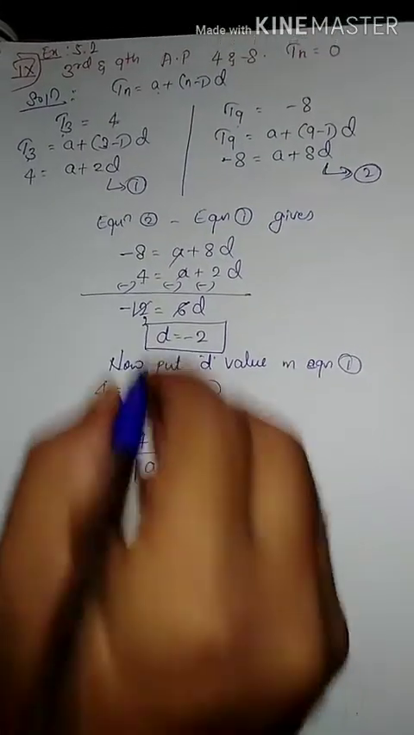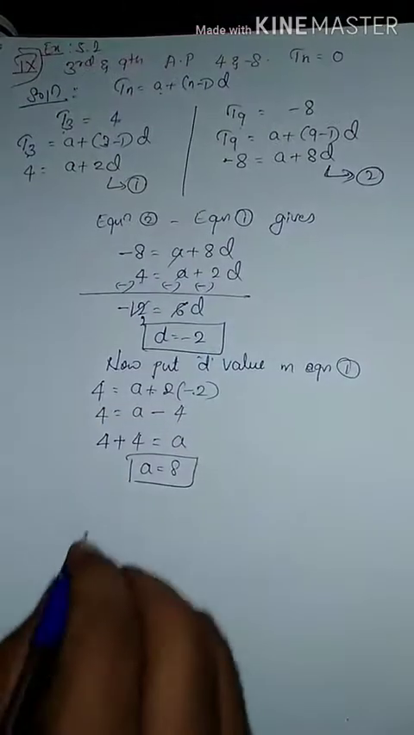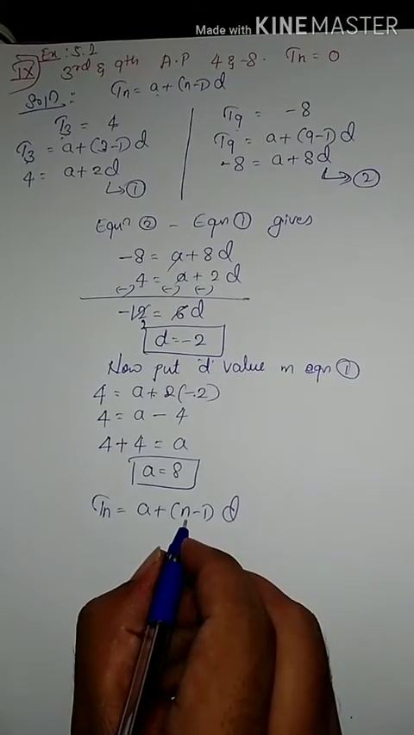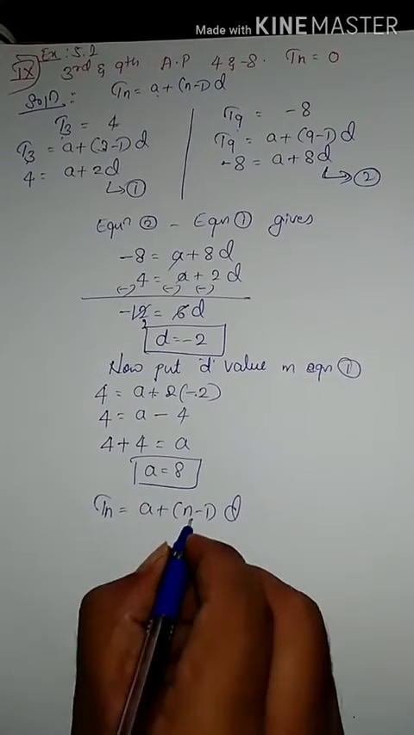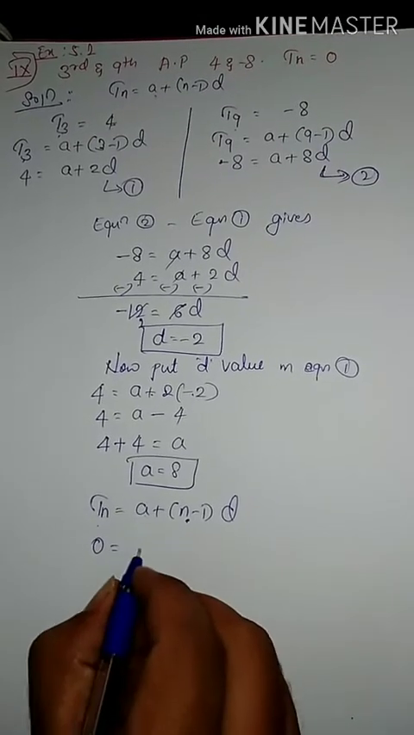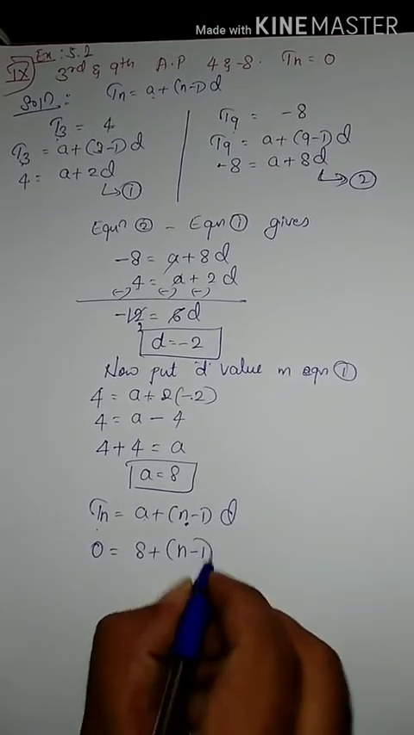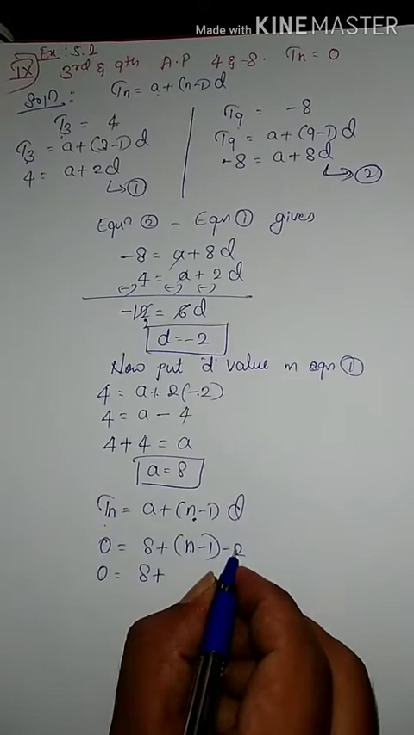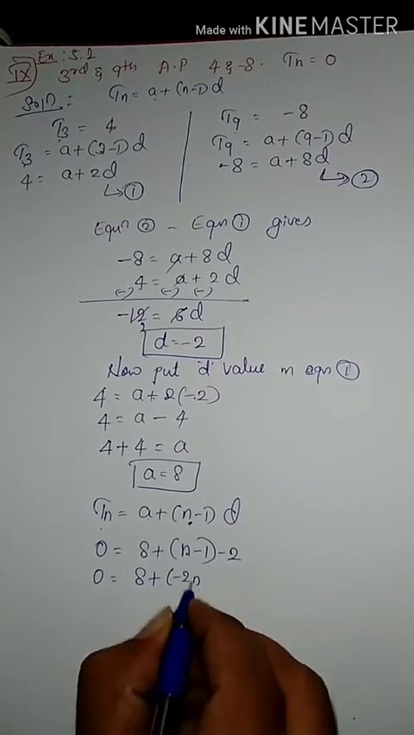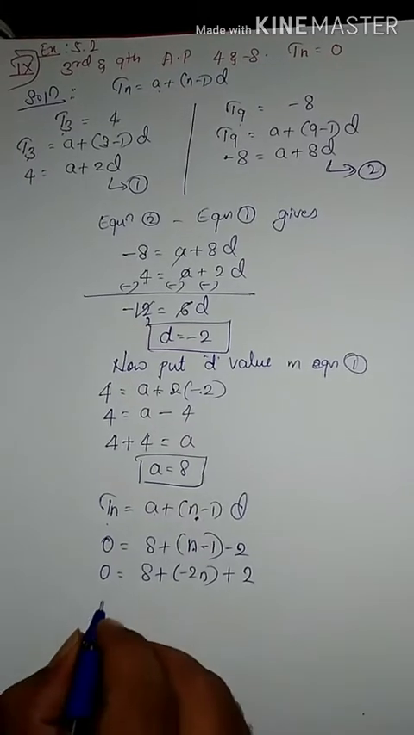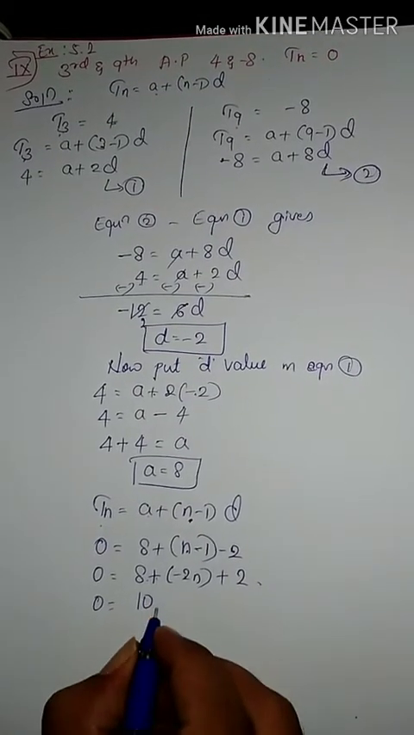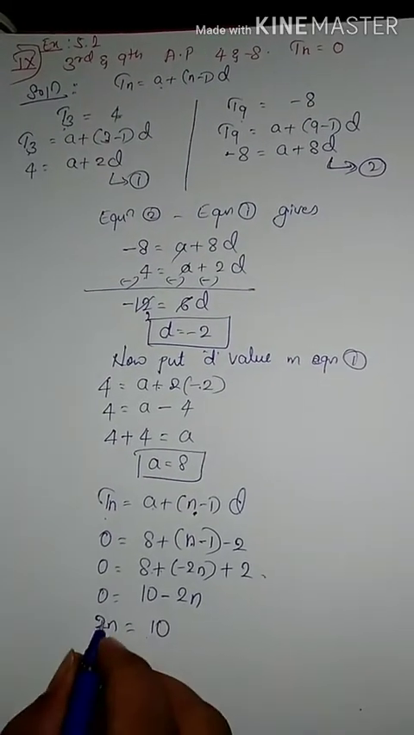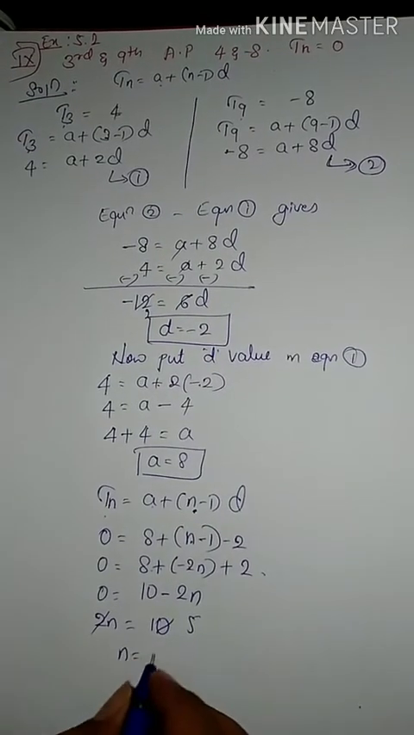But the question is, which term of the AP is 0? So Tn is equal to a plus n minus 1 into d. Here we need to find the nth value. Tn is 0, a is 8, n we don't know, and d is minus 2. So 0 is equal to 8 plus minus 2 into n, which is minus 2n, minus into minus... 0 is equal to 8 plus 2 is 10, plus into minus is minus 2n. So minus 2n moves to the left hand side, becoming plus 2n is equal to 10. 2 1s are 2, 2 5s are 10, so n is equal to 5.